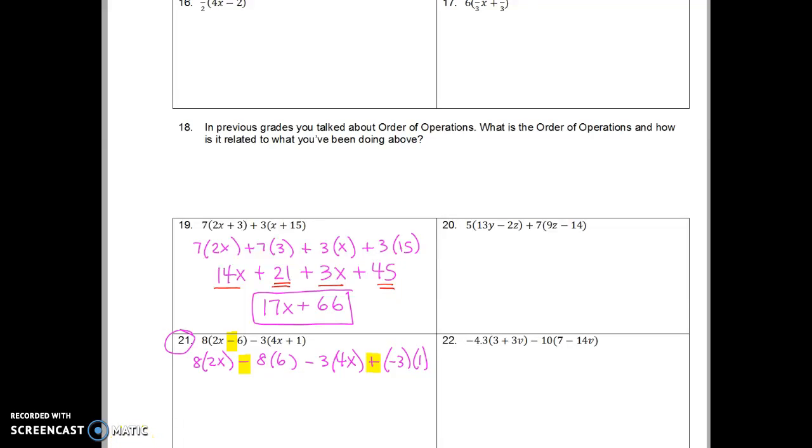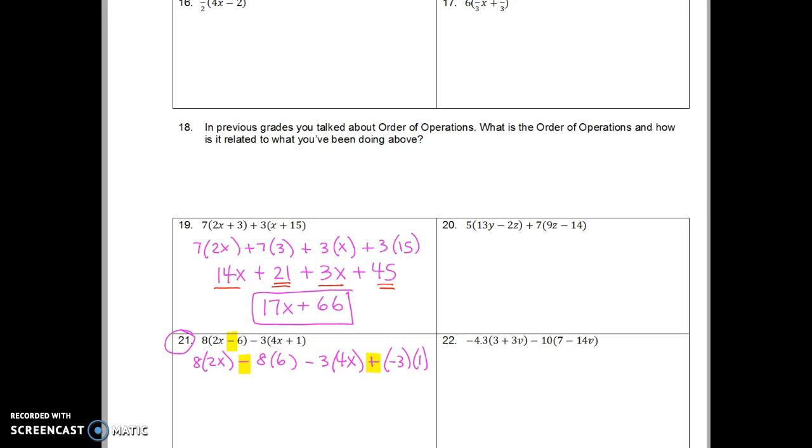Okay, so here I am, part 2 of 3.2a lesson, and obviously I ran out of time on number 21 because of that darn page cursor thing. So anyway, here's where we stopped. 8 times 2x minus 8 times 6 minus 3 times 4x plus negative 3 times 1.